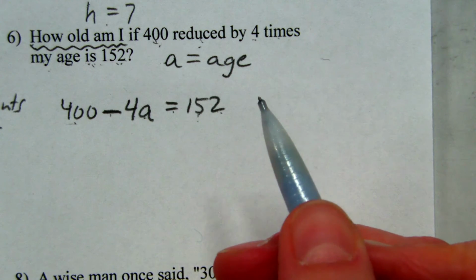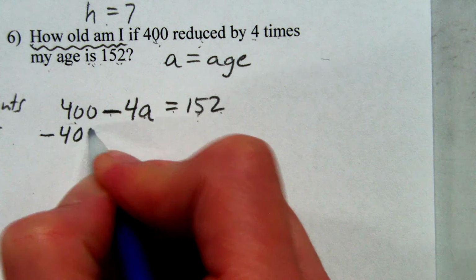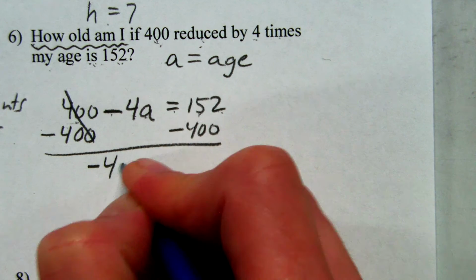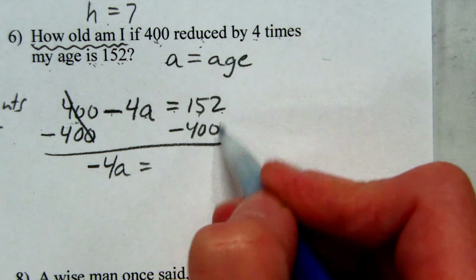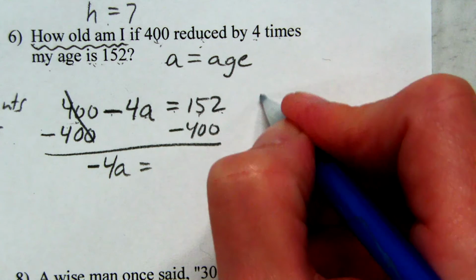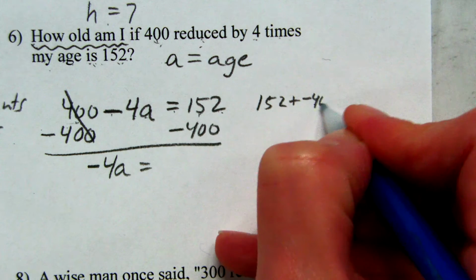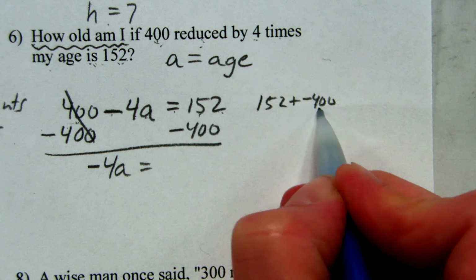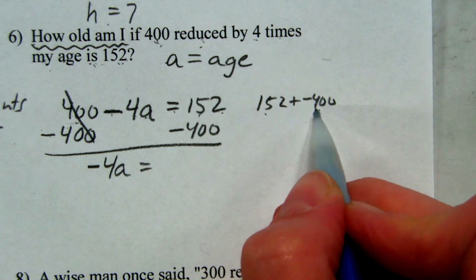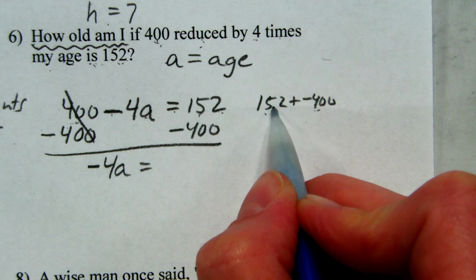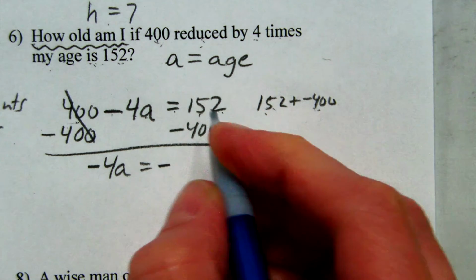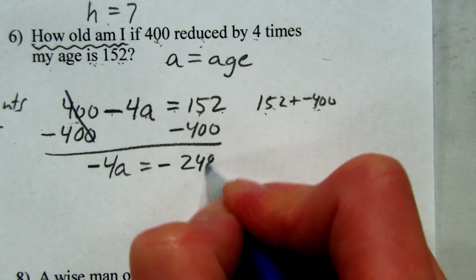So if we subtract 400 from both sides, I get negative 4a equals, and this one's kind of a tough one. This might be a good calculator problem. Remember that this would be the same thing as 152 plus negative 400. So the negatives are definitely going to win this struggle. There's more over here than there is here. You really just want to think about subtracting 400 minus 152, which gives us 248. And because there are more negatives than positives, it would be negative 248.